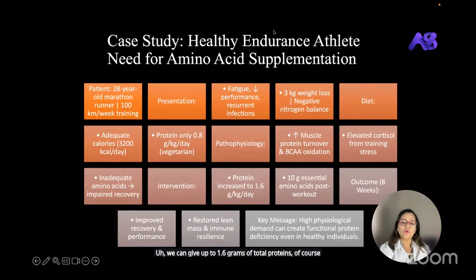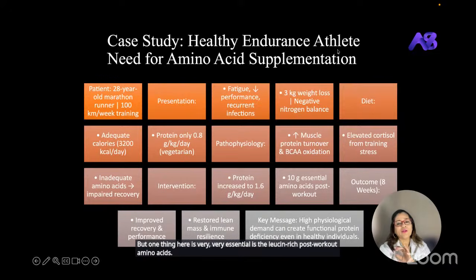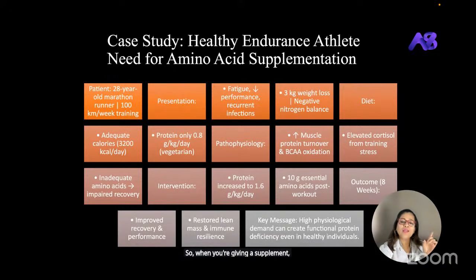Of course, you can adjust it, but one thing that is very, very essential is a leucine rich post workout amino acid supplement. When you are giving a supplement, look at the quantity of leucine present in it. You can add 10 grams of essential amino acids post training. You can distribute it over 4 meals. You need not give it at one time. Remember we spoke about the pool, and that's why amino acid supplementation is also very important.